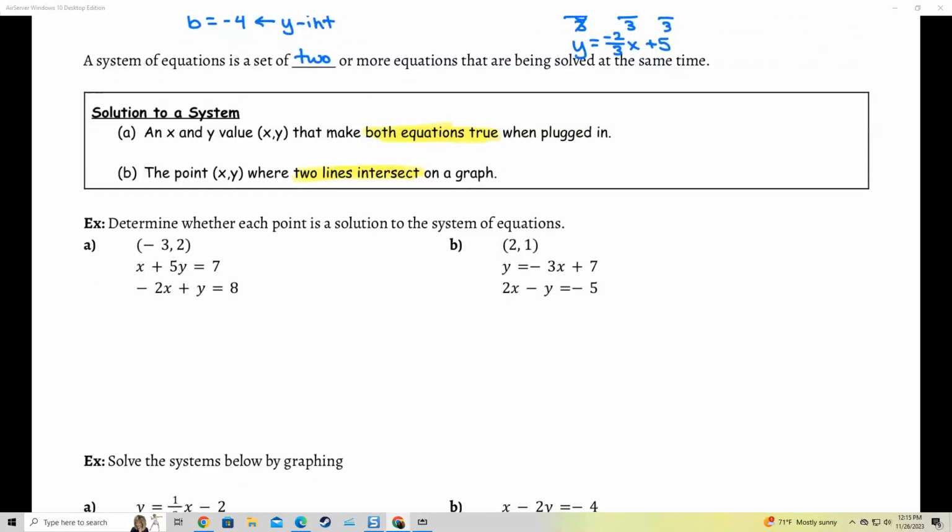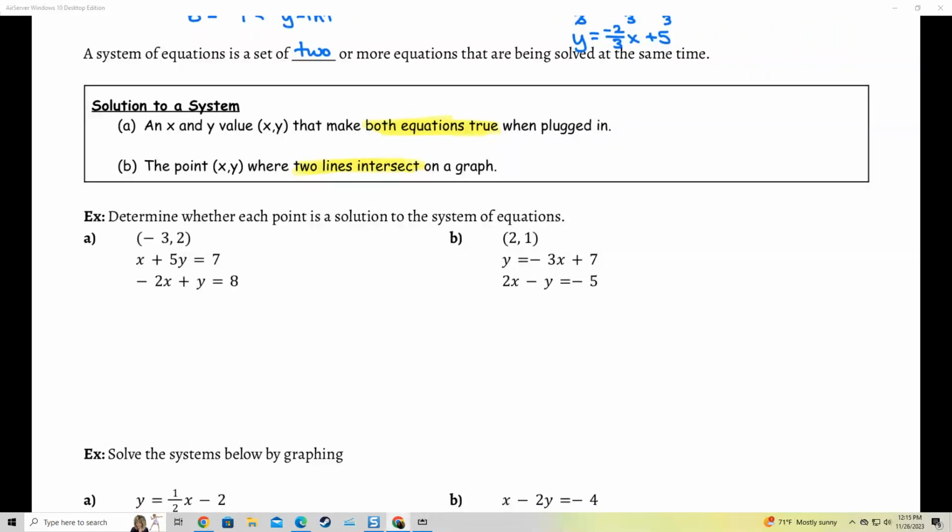So on the first example, it says determine whether each point is a solution to the system of equations. Remember, a system means there's two or more equations. And if it's going to be a solution to the system, it's got to work for both equations. It can't just work for one. So we're going to check if the point (-3, 2) is a solution to the system x + 5y = 7 and -2x + y = 8. It's got to work for both in order for this to be a solution.